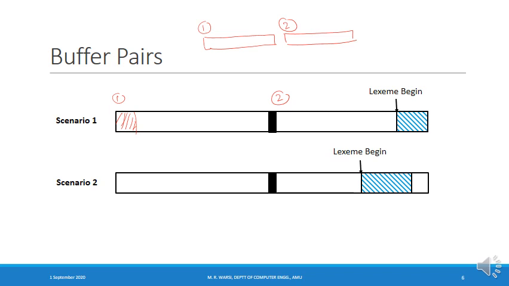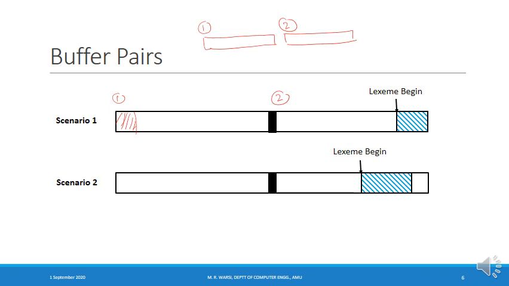In the previous case, what was happening was when I was bringing the next segment, the whole buffer was overwritten. So even the first part of the lexeme was overwritten. Now that is not happening if I am using the buffer pair. So that problem is resolved.